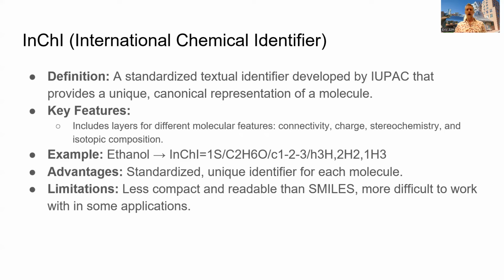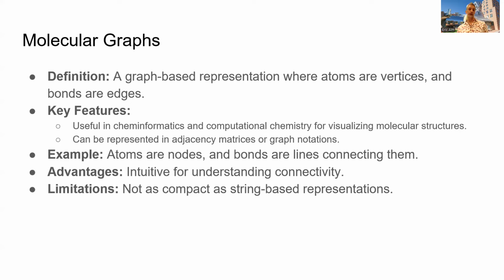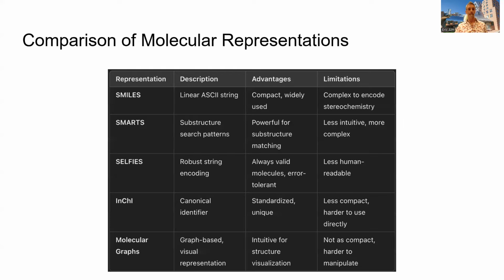In general, with the molecular graph, there are a few options for how you store that data. You usually store the bonds in an adjacency matrix, and then you store the labels for the atoms and bonds somewhere else. So the advantage is that it's quite intuitive, but it's not really a compact string-based representation. It's more something that you're going to do computation with, and then you might output those molecular graphs to a SMILES representation or some other representation to store in a database, something like that.